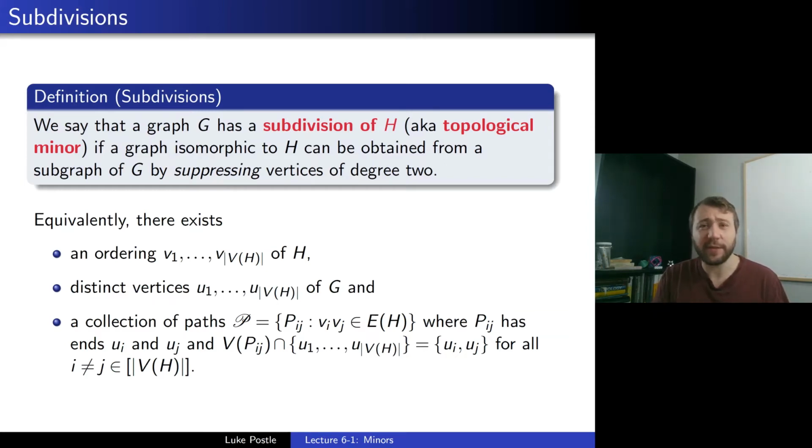So you can embed the vertices, and then you could also embed the edges as internally vertex disjoint paths. That's the way to view subdivisions, and then in a more construction sense. So these are obviously equivalent. So then, why did I bring up subdivisions?